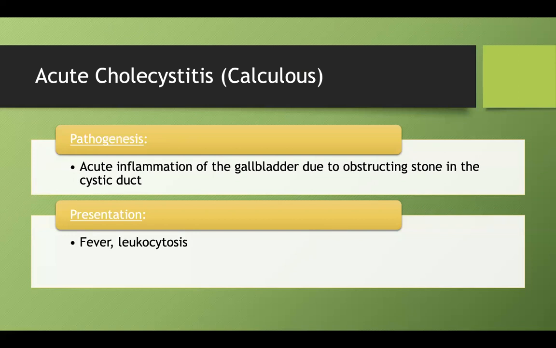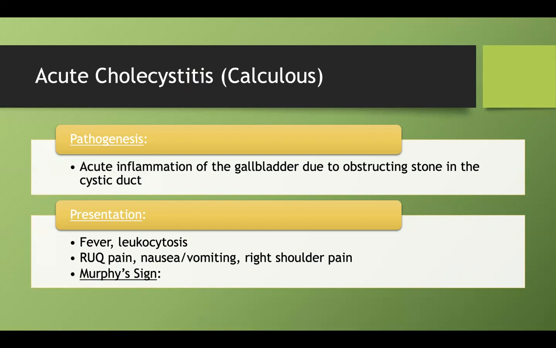This will present with a fever and leukocytosis, which shouldn't be a surprise to you because whenever you see that "itis," I want you to think about that elevated white count and fever in most cases. You'll again have right upper quadrant pain. You'll have right shoulder pain for that same reason we talked about before with biliary colic, and you can have some nausea and vomiting as well.